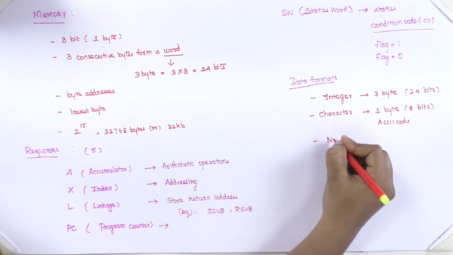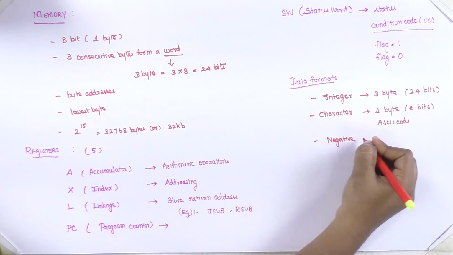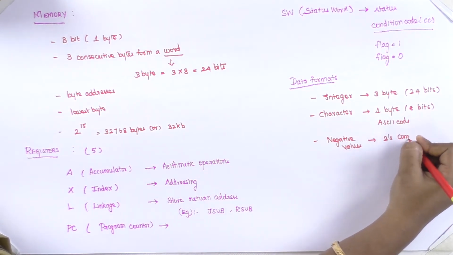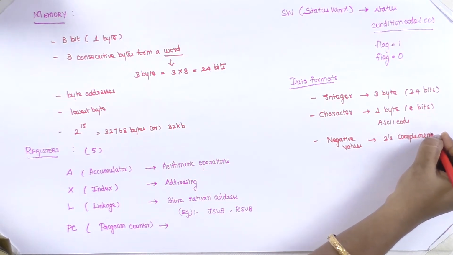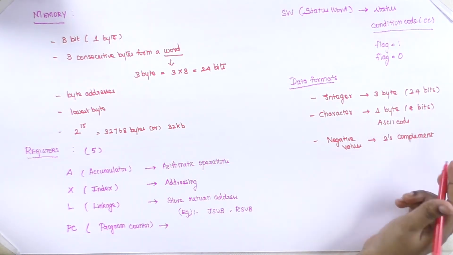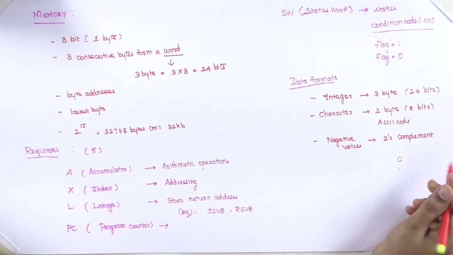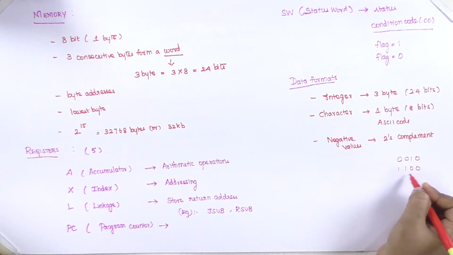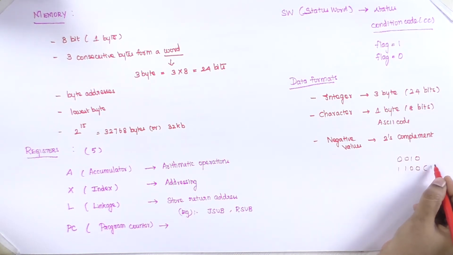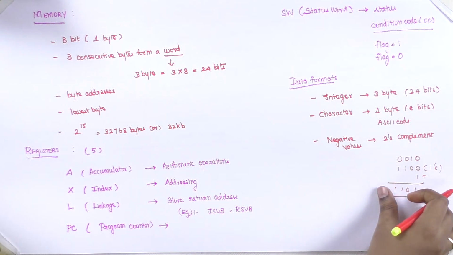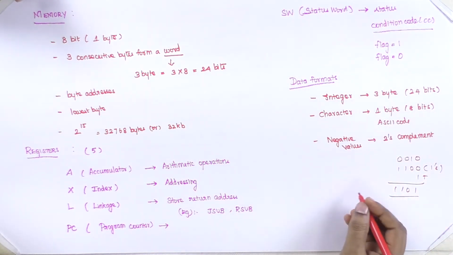And for negative values, the 2's complement method is used. Hope you know the 2's complement method. 2's complement method is nothing but 1's complement plus 1. 1's complement is, if it is a 0, it has to be converted to 1. So likewise, if it is 0, 0, 1, 0, we will be converting it to 1, 1, 0, 1. This is 1's complement. And if we add a 1 to the 1's complement result, it is our 2's complement. So the 2's complement method is used for storing our negative values.